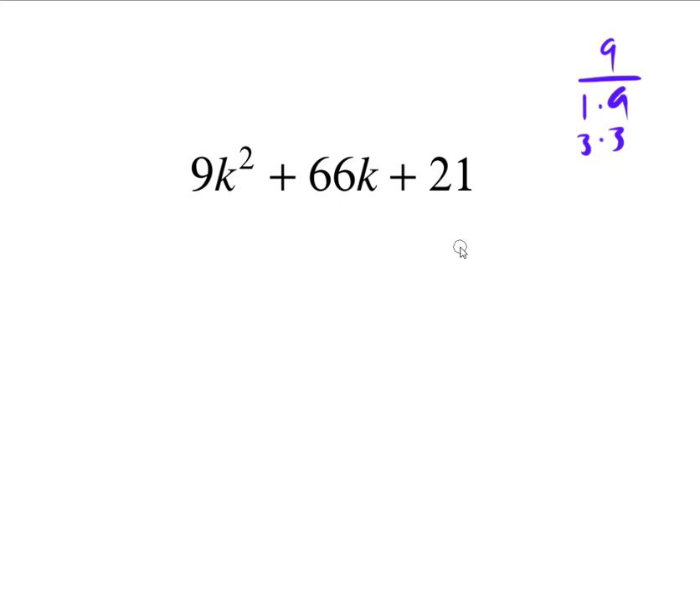So what it tells me is I can actually factor out a 3 at the very beginning. If I divide all of these by 3, I can save a lot of time in the near future by factoring out that 3. And so I end up getting 3k squared plus 22k plus 7.